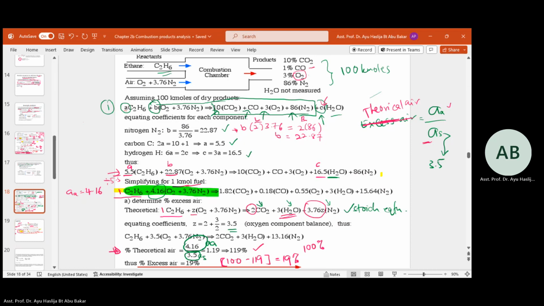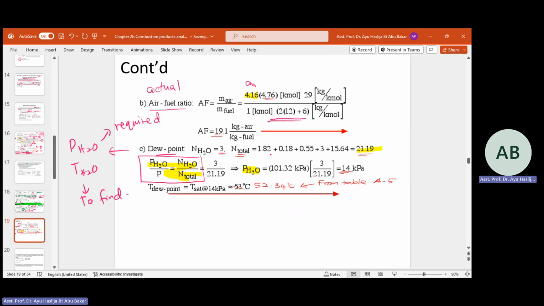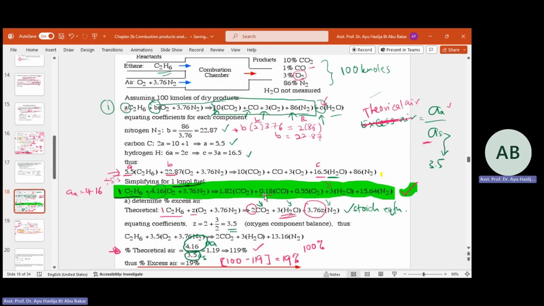Bukan the actual. Ini actual yang dah simplified, where the fuel is 1 kmol. This one from this equation. Okay, so kita dapat 3 over here. Okay, means yang simplified for 1 kmol fuel ni, this is the finalized equation that you should use. So 3 mole of H2O and total, you need to consider all of those moles. Okay, so kat sini nampak all of those moles, inclusive the CO tadi, 0.18.